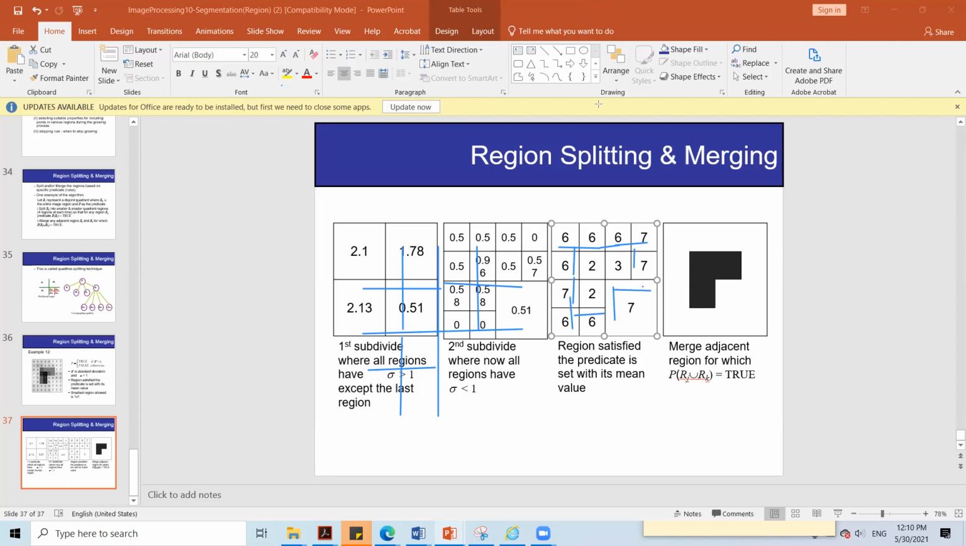Maybe I use another symbol, easier. This one merge, you merge, then what's your final answer? This one, two regions, right? Any other question?